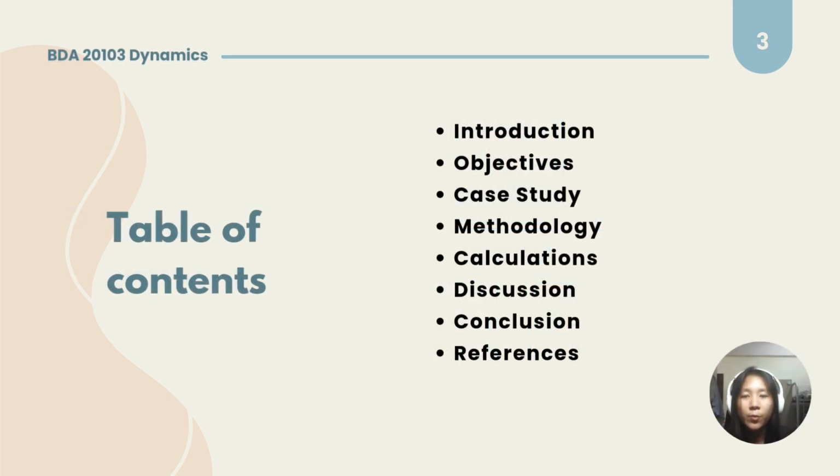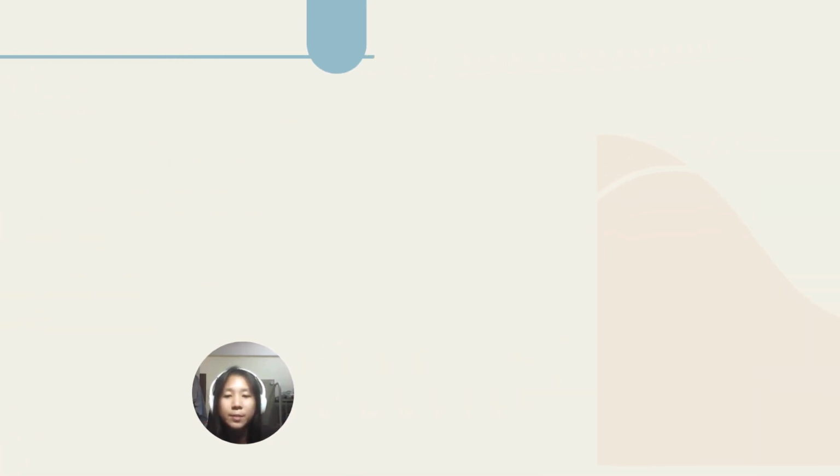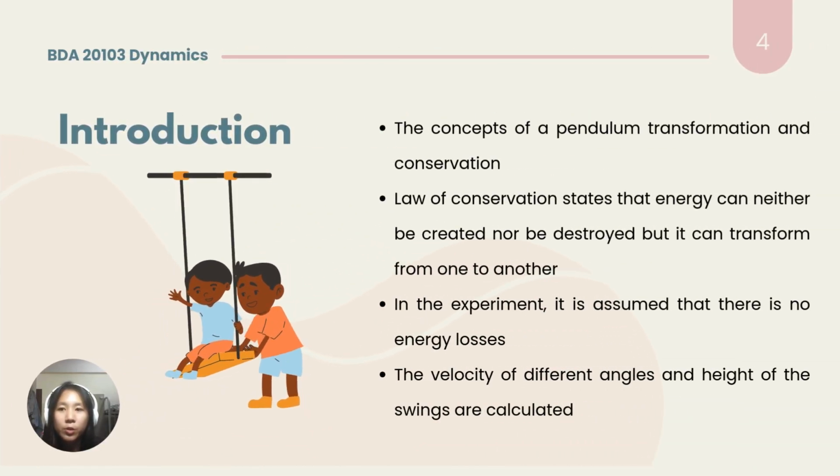Our report involves introduction, objective, case study, methodology, calculation, discussion, conclusion and also reference. So first I'm going to talk about the introduction.